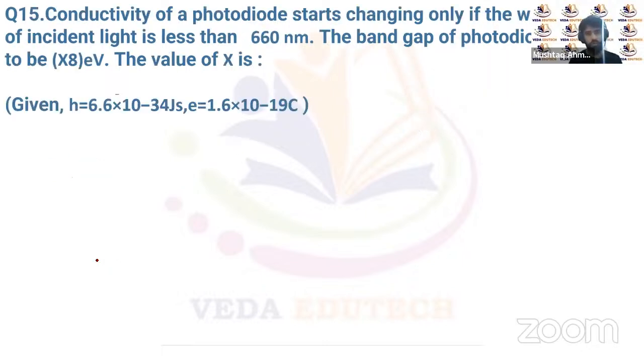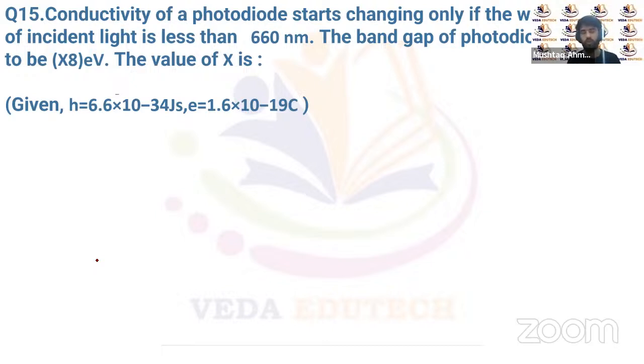So let's move on to question number 15. Question number 15 is about the conductivity of a photodiode. And a photodiode, we know, is a semiconductor diode. In semiconductors, conduction takes place in the conduction band, and there is no conduction in the valence band. So when there are no electrons present in the conduction band, the conductivity is zero.